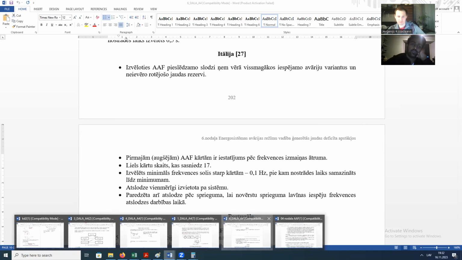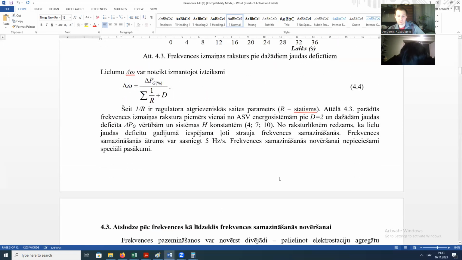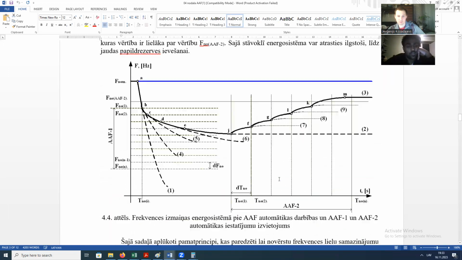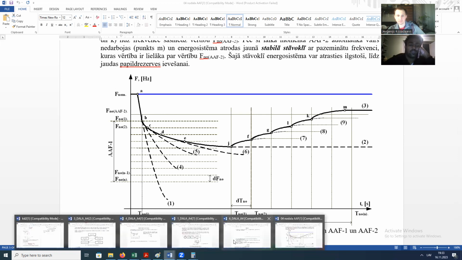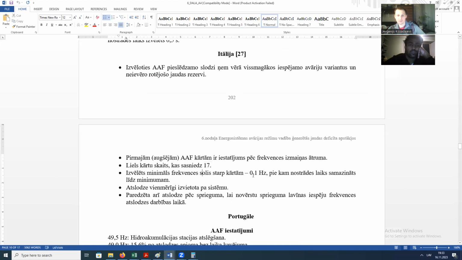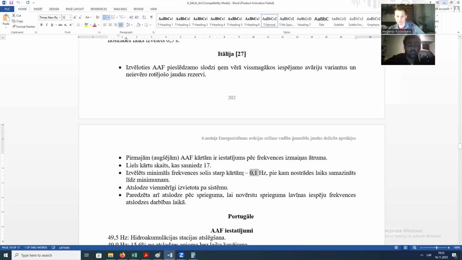I want to keep this figure, this scheme. So for Italy, they use 17 groups of consumers, meaning 17 set points, for every group. And for each group, this delta F, the deviation of the frequency drop, is 0.1 hertz. This is for Italy, quite simple.